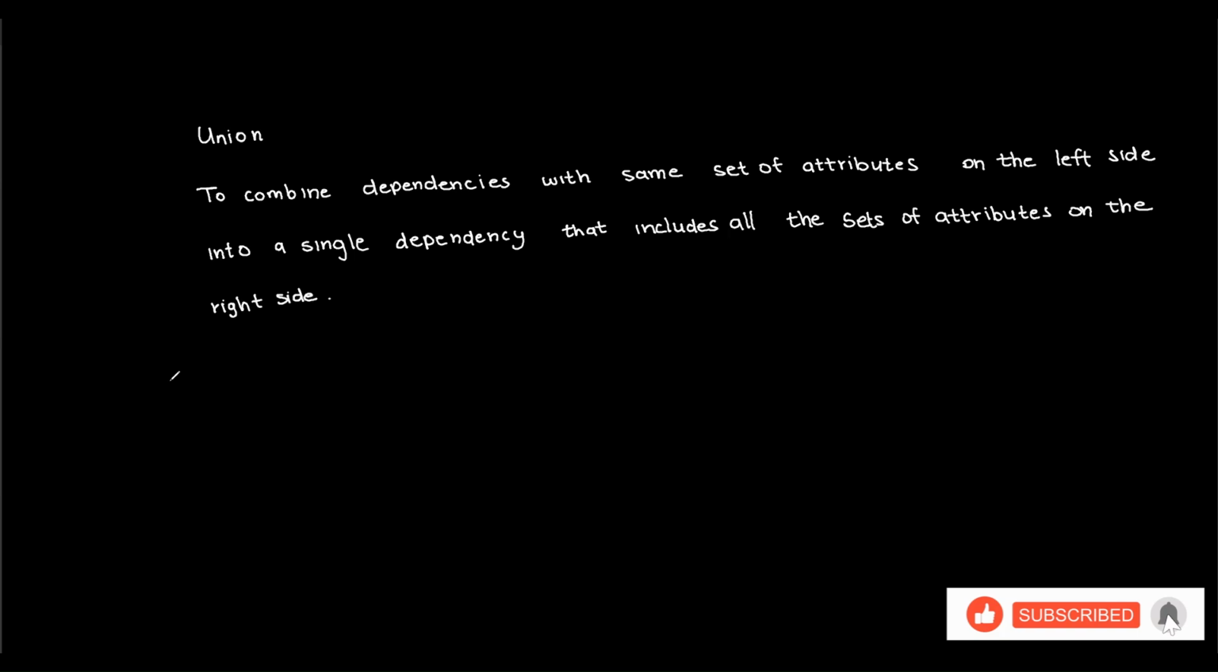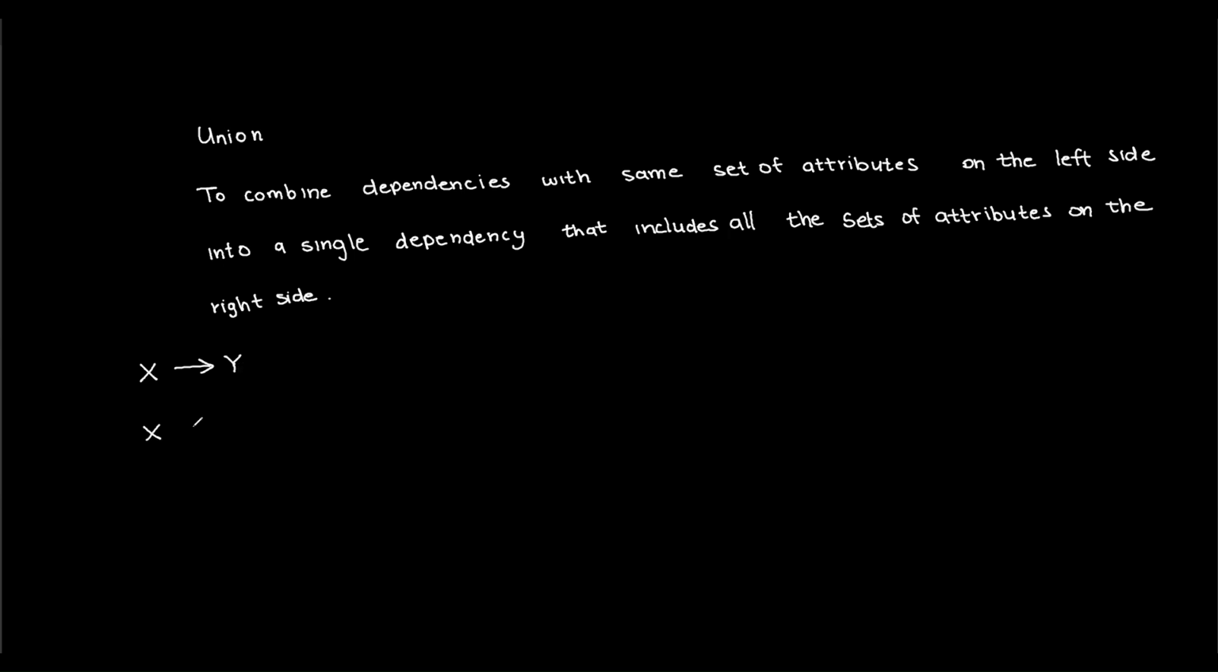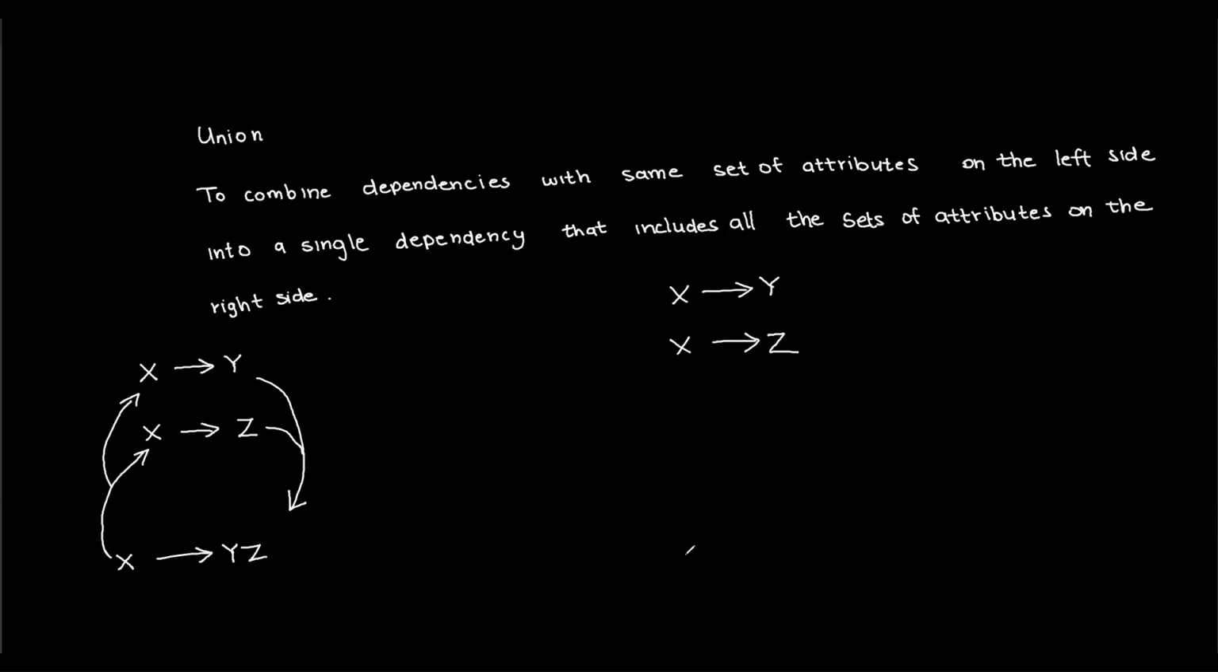The definition exactly tells the notation: if X functionally determines Y and X functionally determines Z, you can say X functionally determines YZ. This is like a reverse process of decomposition. From YZ to Y and Z is decomposition. From Y and Z to YZ is union. So let's try to derive it: if X functionally determines Y and X functionally determines Z, let's see if we can derive X functionally determines YZ.